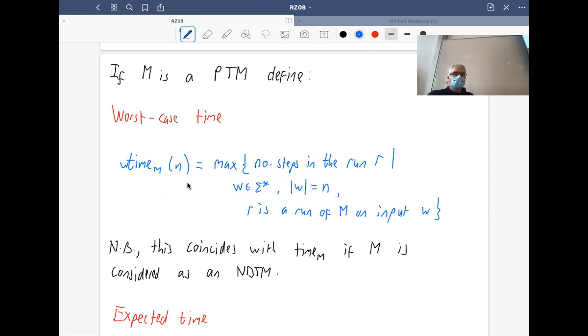So the worst case time is saying we want to take the time over all possible inputs W of size n, of length n, and all possible runs of the Turing machine on input W. Okay, so we're looking at the maximum computation time over any of the possible sequences of probabilistic choices on all inputs of the Turing machine of size n.